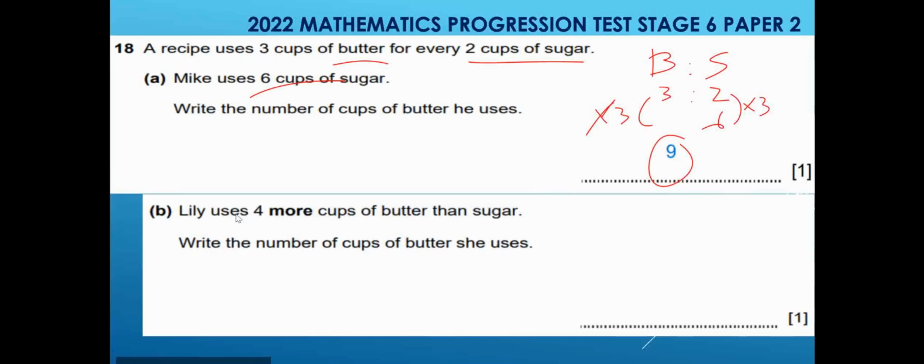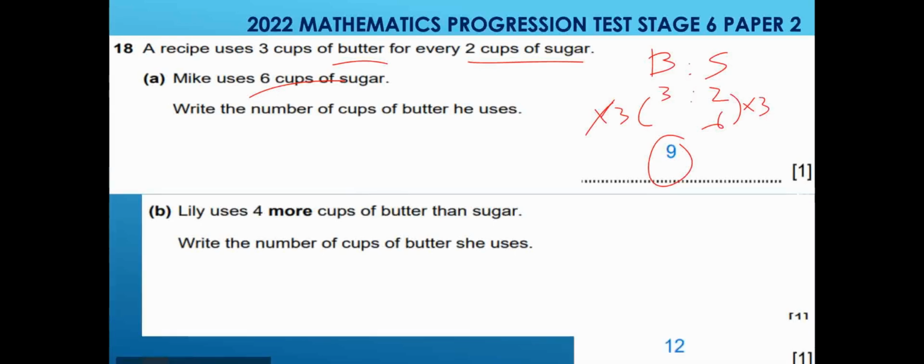Lily uses 4 more cups of butter than sugar. Write the number of cups of butter she uses. 10 seconds. Let's reveal the answer. So it's 12.